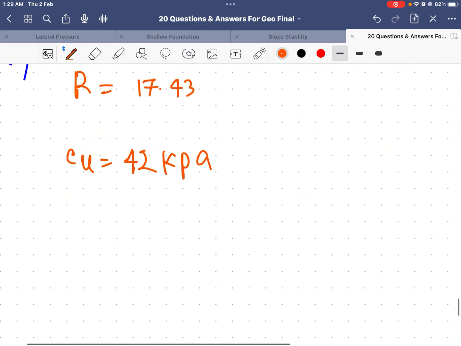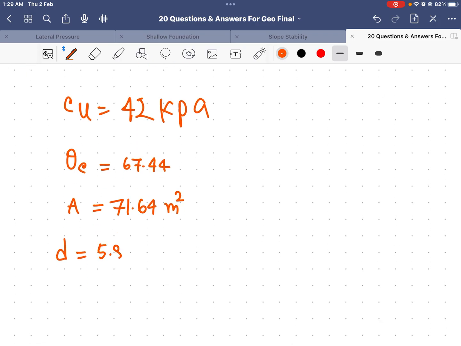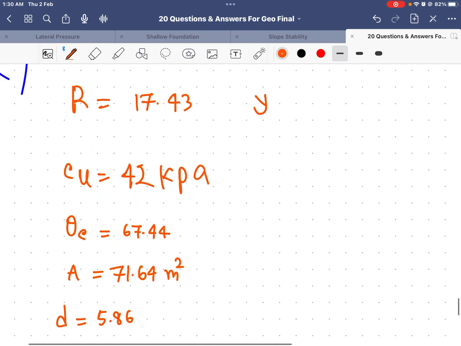So I write theta c equals 67.44. Then we have the area, 71.64 square meter, d the distance from centroid, 5.86, and we have the YC.